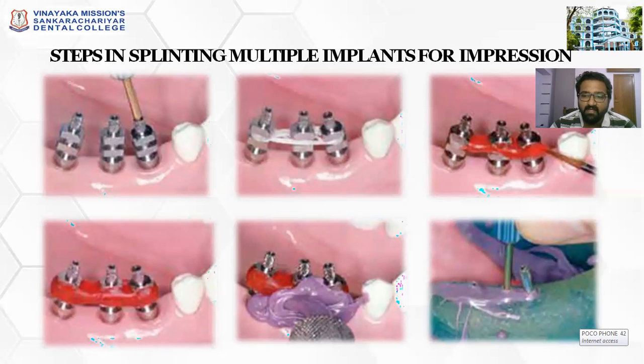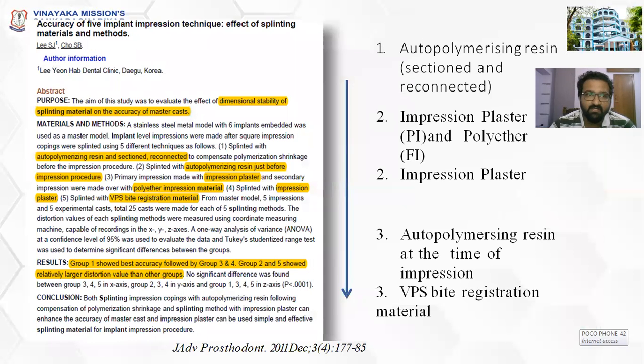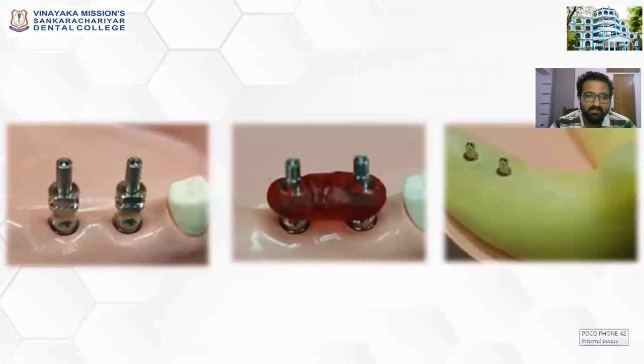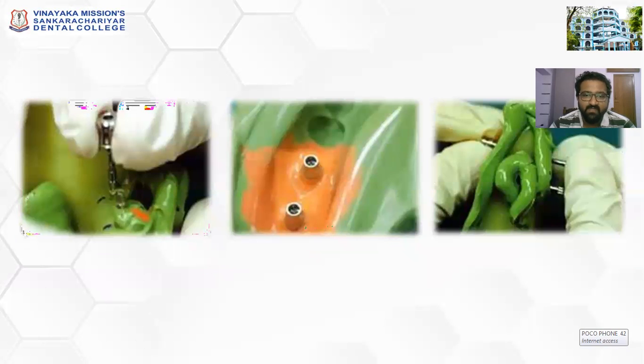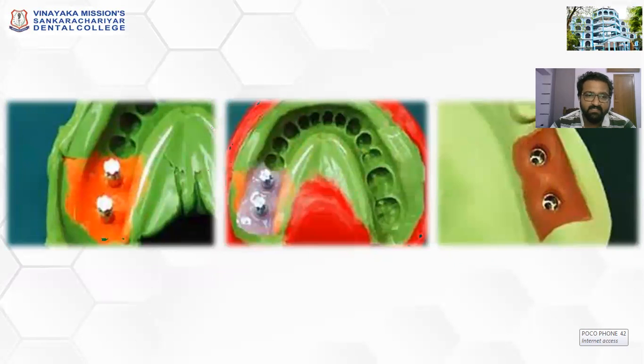So in the last picture you can see the screw vents are visible, and after the impression is set, you are going to use the hex drive to remove the screws, that is, loosen the screws. Once the screws are loosened, you can take the impression out. Understand? So this is also a method of splinting with the help of an open tray impression coping. After the impression is taken out, this is how the impression will look like. Understand? You are going to place an implant analog and then pour the model.